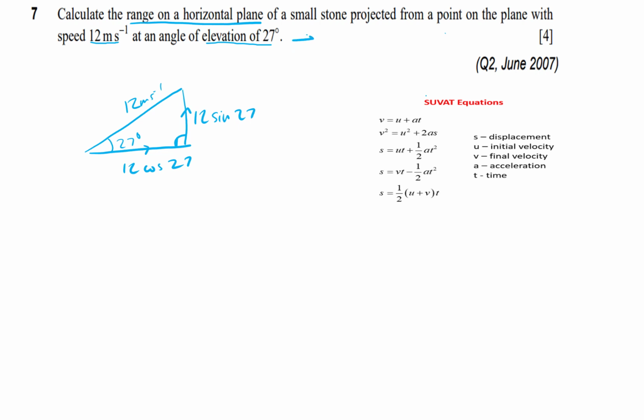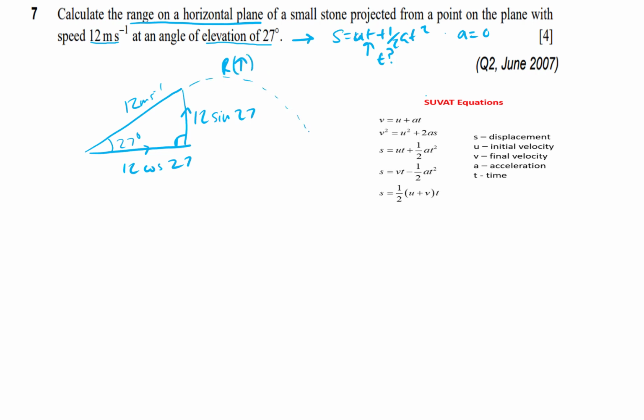if we always resolve horizontally, we can use S equals ut plus a half at squared, and when we resolve horizontally, a equals zero. Okay, but we do need, and that is u, we do need time here. But is time in the question? It isn't. But what do we know we resolve vertically?